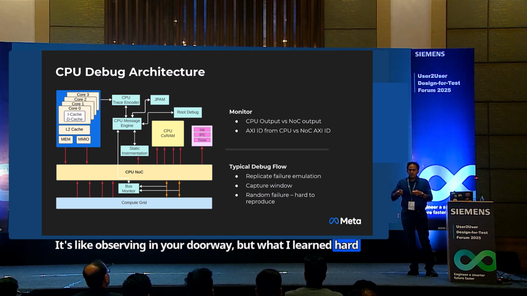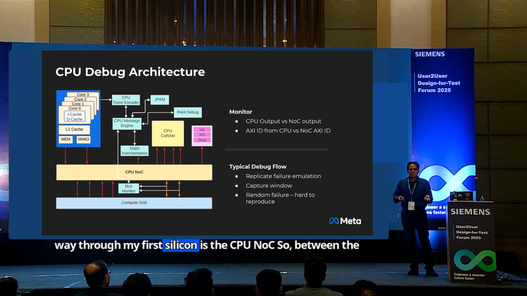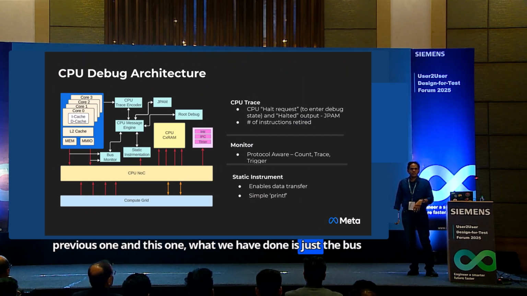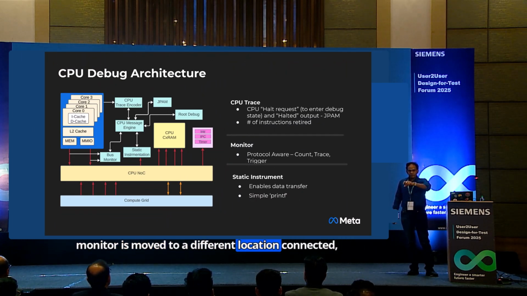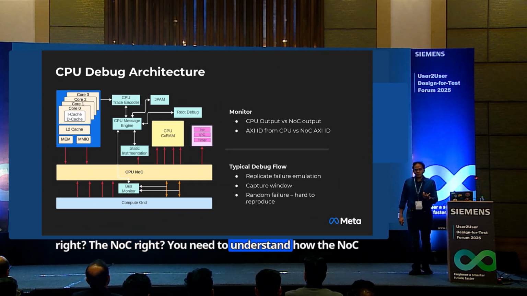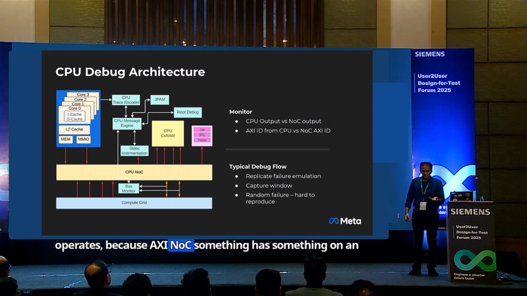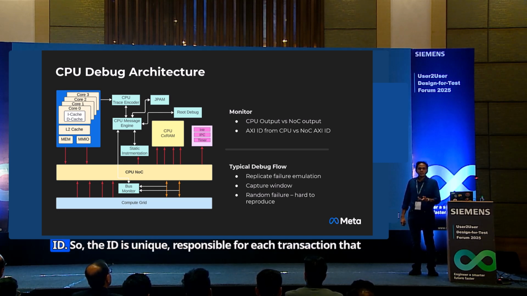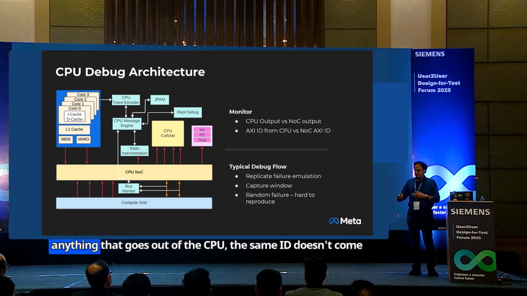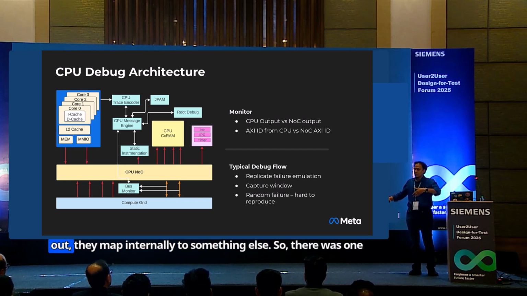But what I learned as a hardware engineer through my first silicon is the CPU NoC. Between the previous one and this one, what we have done is just move the bus monitor to a different location. The NoC, you need to understand how the NoC operates, because AXI NoC has something called an ID. The ID is unique, responsible for each transaction that goes out. And the NoC typically compresses the ID. So anything that goes out of the CPU, the same ID doesn't come out. They map internally to something else.